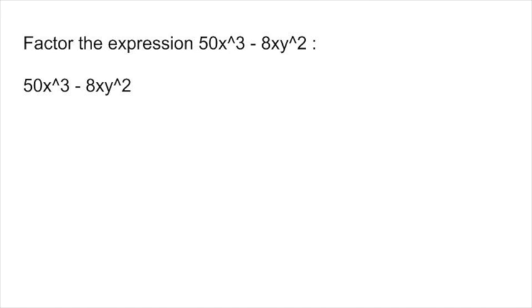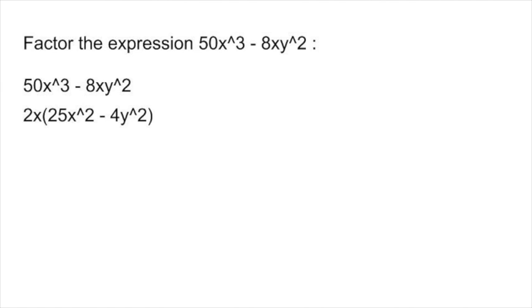Question 2 on page 230, number 11. Factor the expression 5x cubed minus 8xy squared. Like the first problem, this is not a trinomial, as it only has 2 terms. The first thing I see we can do here is factor out 2x. This leaves us with 2x bracket 25x squared minus 4y squared.